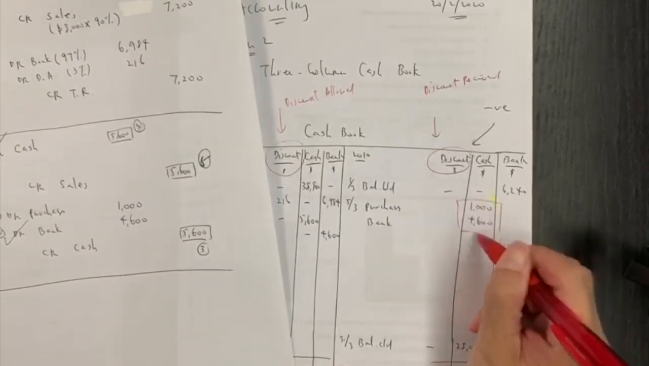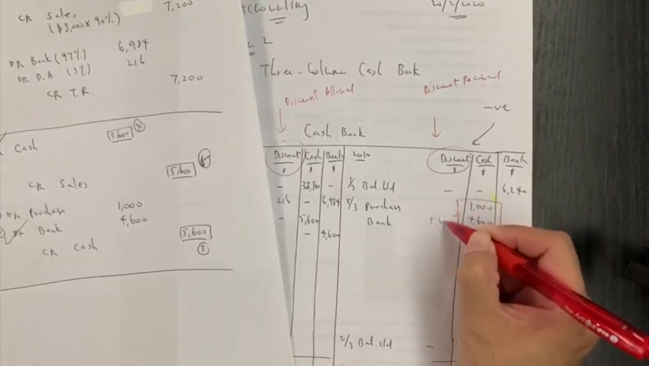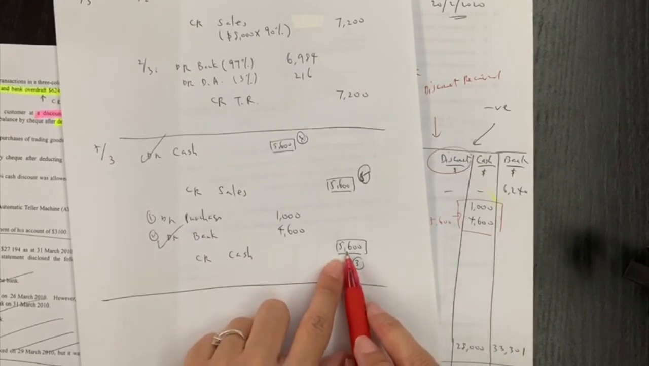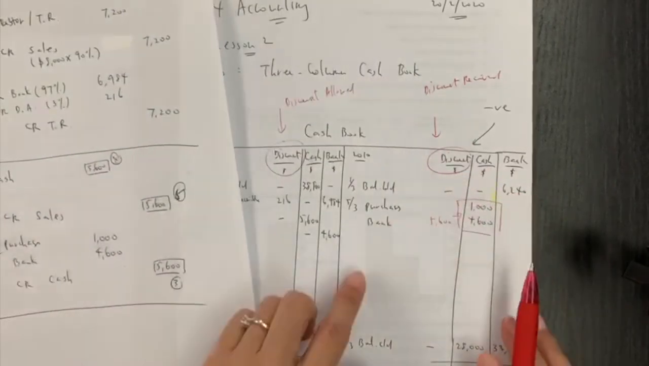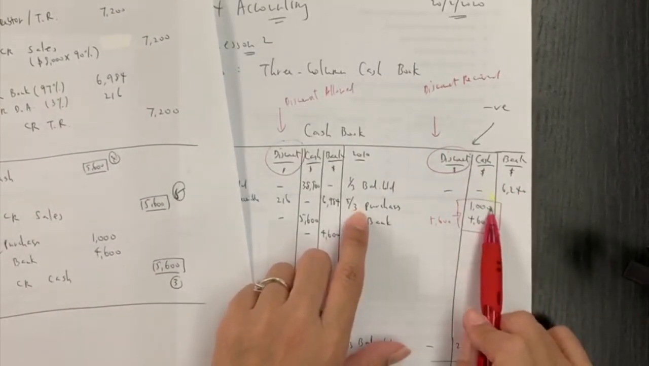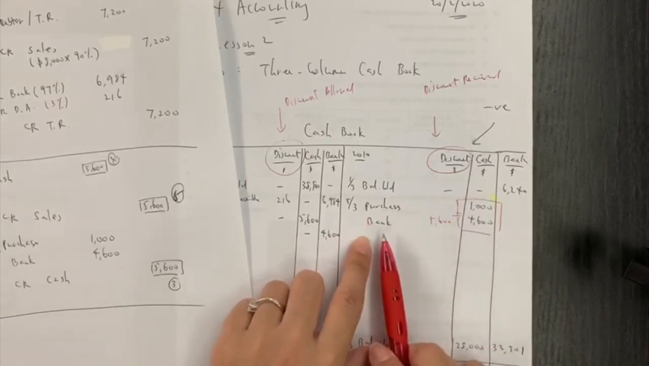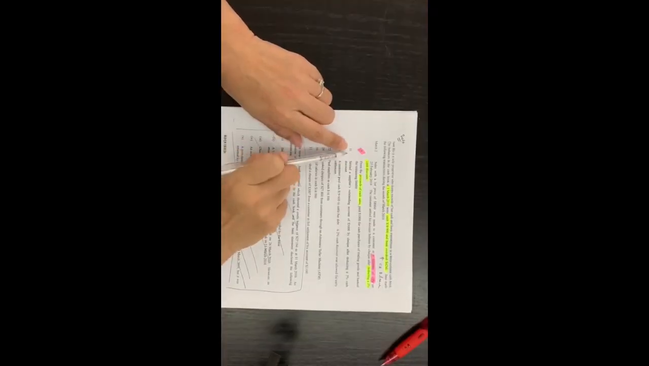So if you put these two together, how much is the total? The total is exactly 5,600. Okay, now be very careful. When we post this, we have to split this 5,600 into two things in order to give clearly the description for this 1,000 because of purchases and 4,600 for bank. Very good. Okay, so next we have the 11th.